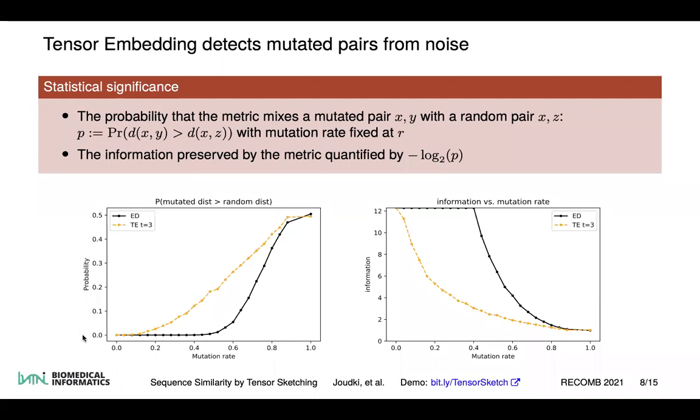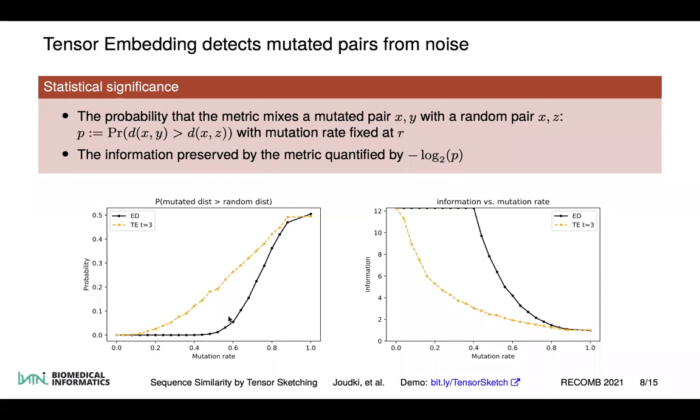And for lower mutation rates, both edit distance, the black solid line, which is the ideal, and the orange line, our tensor embedding distance, perform basically perfectly. But at higher mutation rates, at the extreme rate of 100%, they both fall to chance, that's 50%, and that's expected. And in the middle, you can see that the edit distance is performing better. So that's the ideal one, obviously, which is also expected.